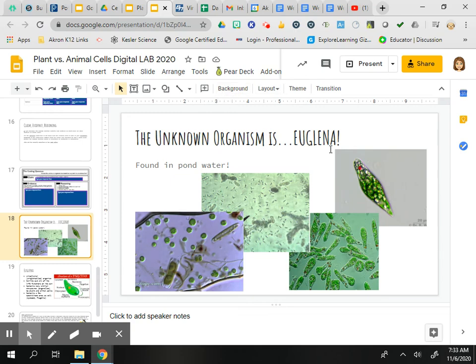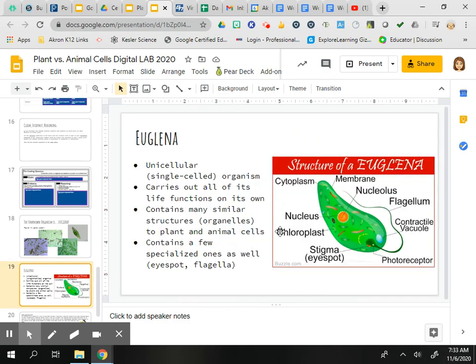Okay, here's the reveal. This is called euglena, and it is found in pond water, obviously. Here's some information. Euglena are unicellular, single-celled organisms. They carry out all of their life functions on their own. It contains lots of similar structures to plant and animal cells, and it has a few specialized ones as well. So you can take a look at all the different little structures. This eye spot is different. It's going to sense light, just with the little photoreceptors that it has there.